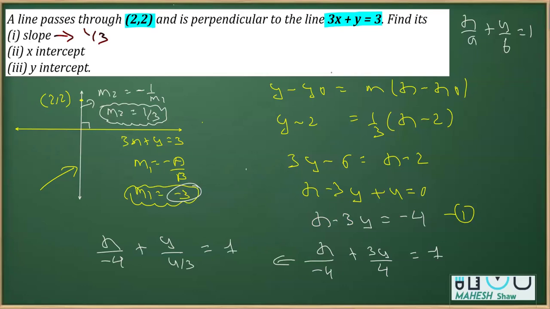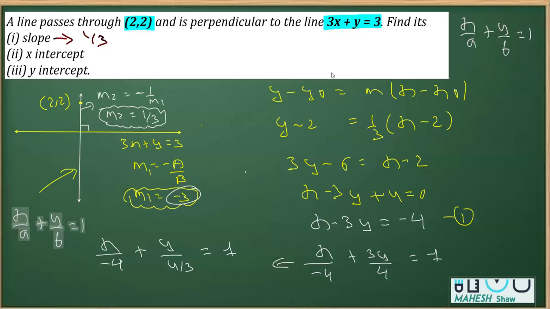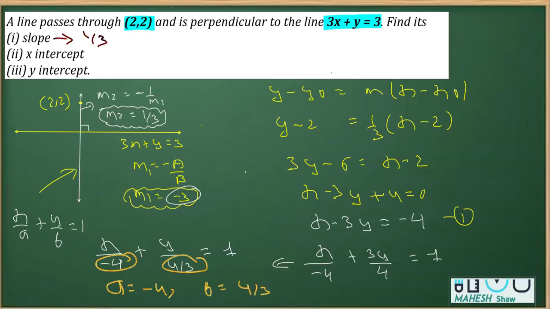When we compare these two equations in the intercept form, you can see that here a is this and b is this. So a, which is the x-intercept, is -4, and b, which is the y-intercept, is 4/3. So we conclude that the x-intercept here is -4 and the y-intercept is 4/3. This is how we obtain all three parts.